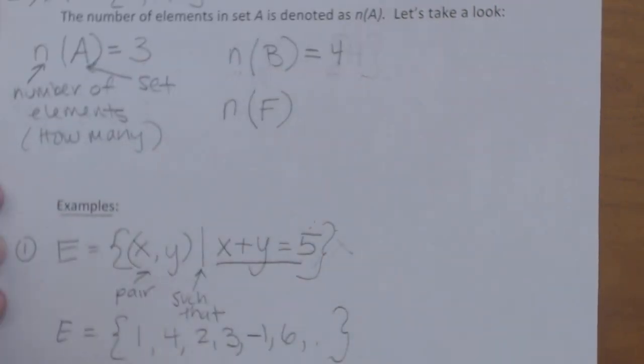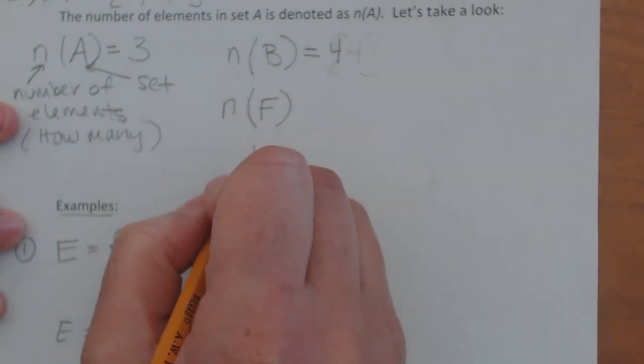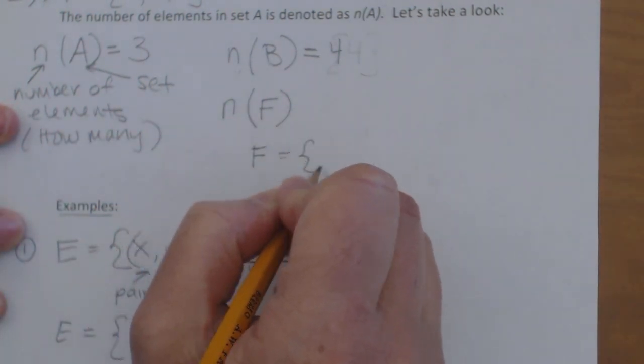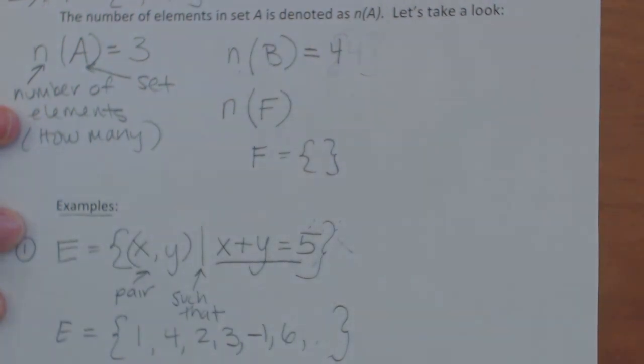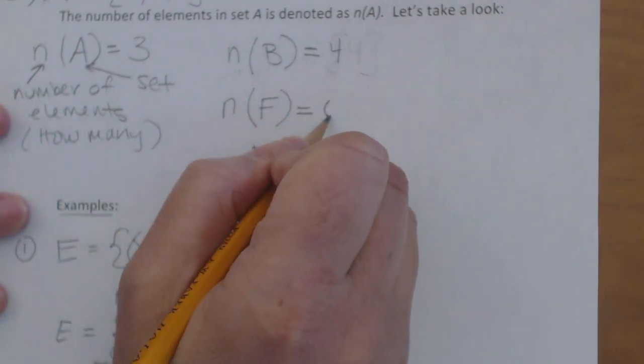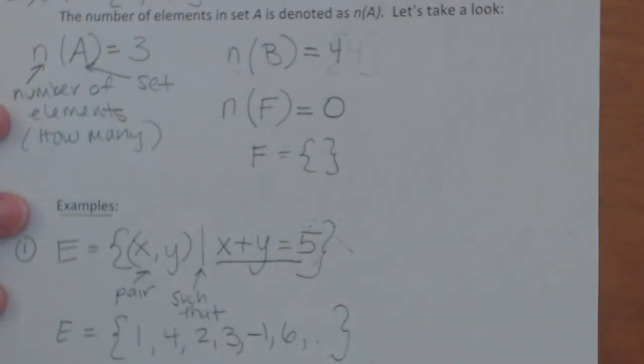Now, I don't have a set F, do I? So let me write down what set F is. Set F is this. What do you notice? There's nothing there. So the number of elements in set F is 0 because there's nothing there.